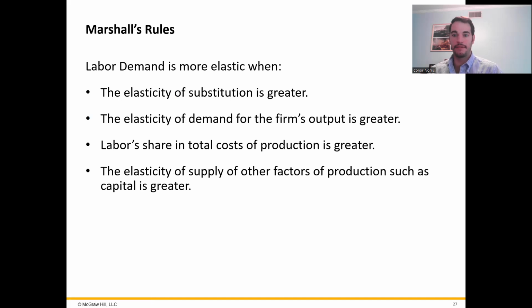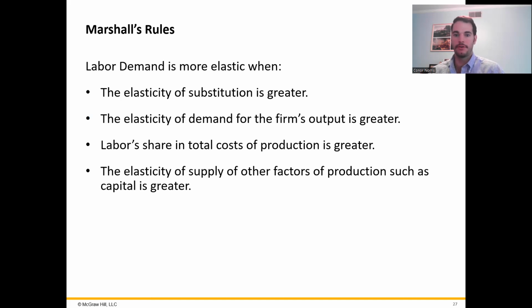Marshall's rules of derived labor demand help explain the factors that determine how responsive or how elastic the demand for labor is to changes in wages. These rules give us some insight into how firms adjust their labor demand in response to wage changes based on 4 key factors. And I'll briefly touch on each of these here. So Marshall's rules explain when firms are more likely or less likely to reduce labor in response to wage increases.